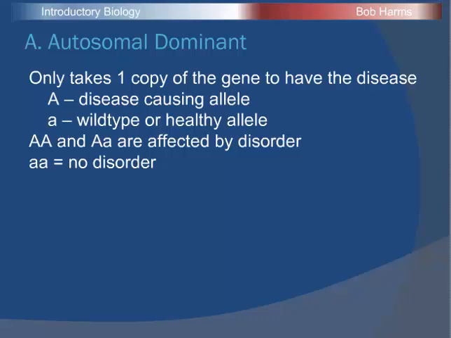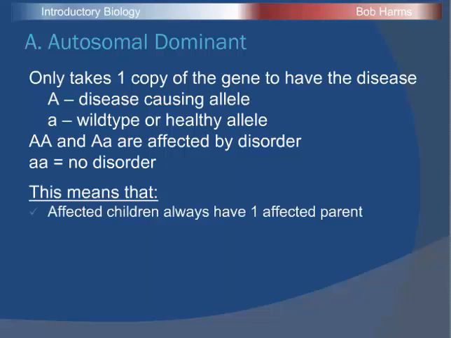If we look at that inheritance pattern in a family, how would a dominant disorder be passed on? Since it only takes 1 copy of the disease allele to have the symptoms, we see a very specific inheritance pattern. For example, if we look at children that are affected by the disease, they always have 1 parent that's affected by the same disorder. Hopefully that makes sense, right? Because if a child has the disease, that means they have a big A. That big A had to come from somebody, so either their mother or their father would have had the big A and would have had the same genetic disorder.